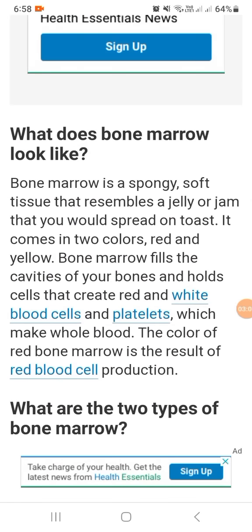What does bone marrow look like? Bone marrow is a spongy soft tissue that resembles jelly or jam that you would spread on toast. It comes in two colors, red and yellow. Bone marrow fills the cavities of your bone and holds cells that create red and white blood cells and platelets, which make whole blood. The color of red bone marrow is the result of red blood cell production.